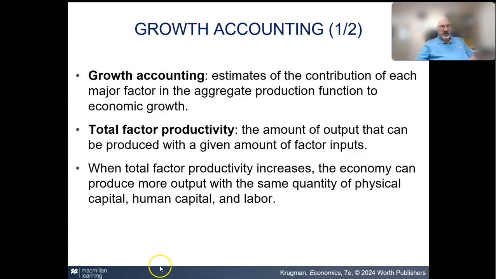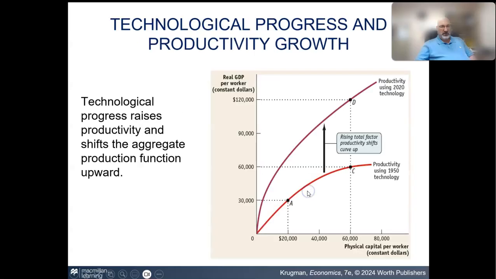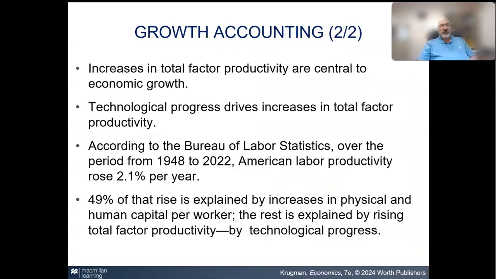So with the same quantity of physical capital, human capital, and labor, if the factors become more productive, then we can be more productive with everything we have. Technological progress raises productivity and shifts the aggregate production function upward. Productivity using 1950 technology versus productivity using 2020 technology, we just shift upward. We're making more stuff, right? Seems simple. Increases in total factor productivity are central to economic growth.